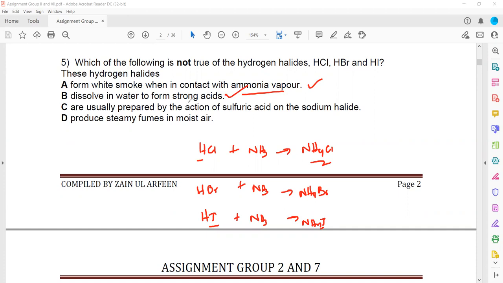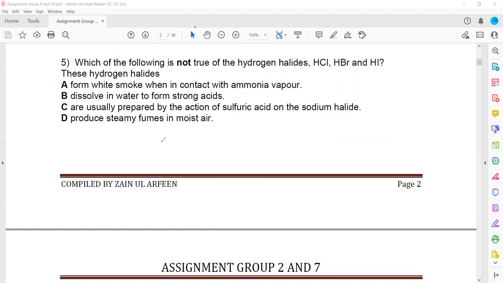Usually prepared by action of sulfuric acid on sodium halides. That's not true, so we don't produce them by reaction of sulfuric acid. What is the reason for that? When sulfuric acid reacts with sodium halide like sodium chloride or sodium bromide, there's an acid-base reaction initially. When sodium chloride is mixed with sulfuric acid, it will produce sodium hydrogen sulfate plus HCl. This HCl does not cause any oxidation or reduction.